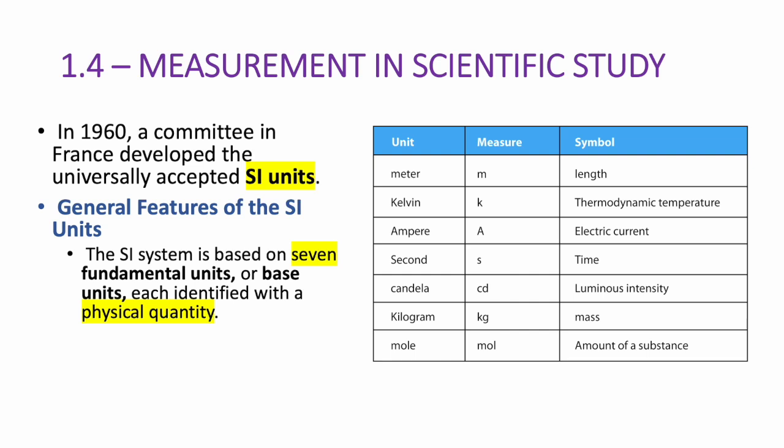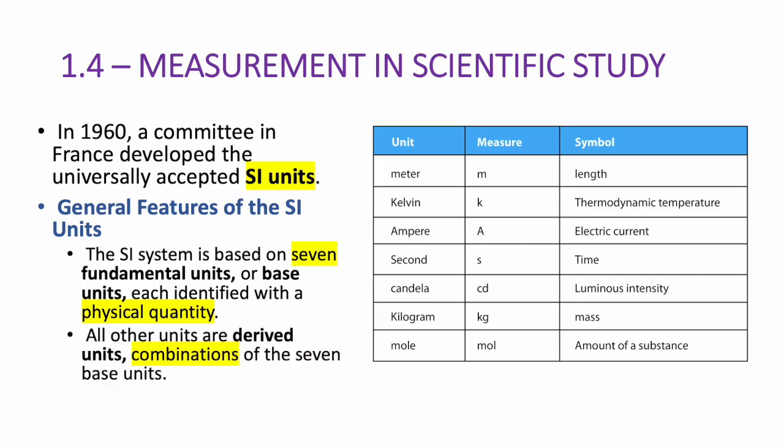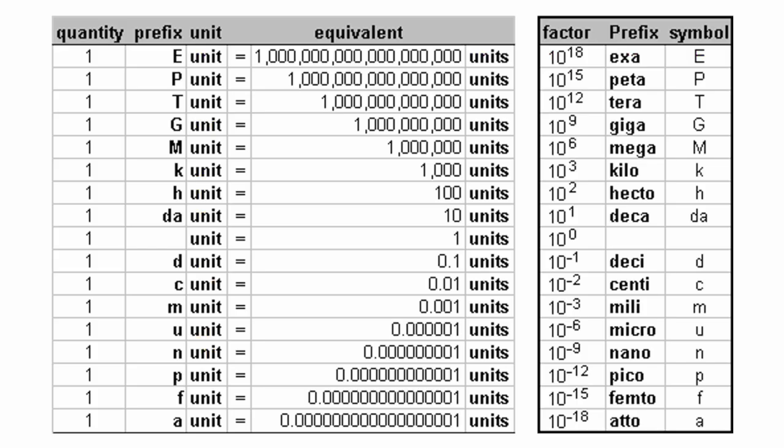And it says here each unit is based on a physical quantity. That is because it's based on something that is physical, and we will be able to take a look at those physical quantities in the next slides. All other units are derived units, and derived units are combinations of the 7 base units. We are familiar, we've seen this before.